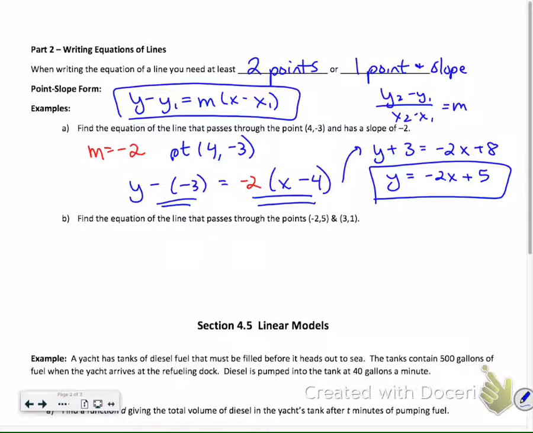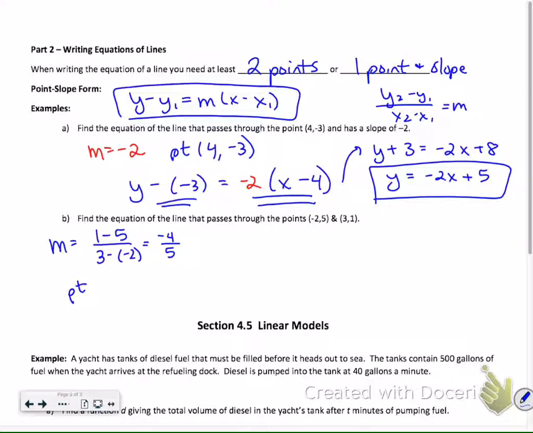Okay, so for part B now, find the equation of the line that passes through those 2 points. I need a slope before I can write this equation. So my slope is going to be 1 minus 5 over 3 minus negative 2, negative 4 over 5. Now, you could make that a decimal, but again, it really would be better to leave it as a fraction, especially if it was a yucky decimal. You'd want to definitely leave it as a fraction.